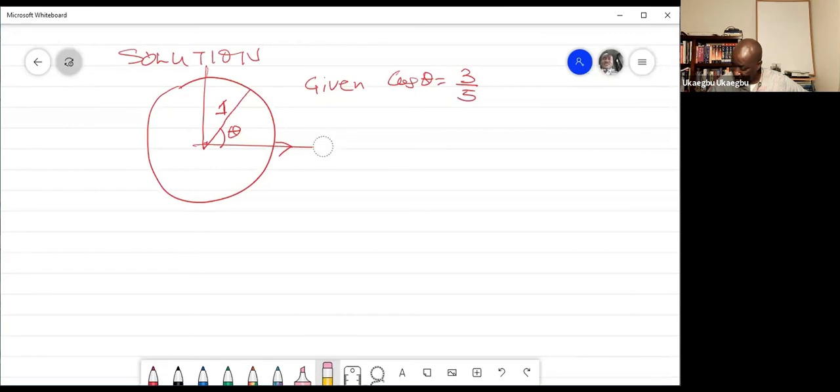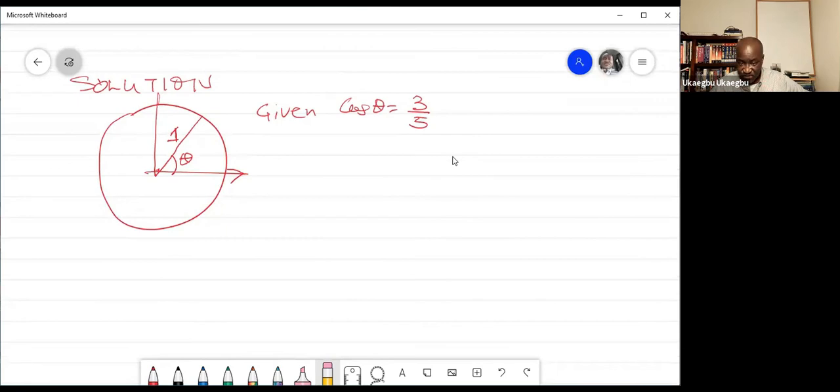Now, we have a formula, which is the Pythagorean identity. That Pythagorean identity is sine squared theta plus cos squared theta is equal to 1. If you like, you can write 1/1. All right? So now they gave us cos squared theta.